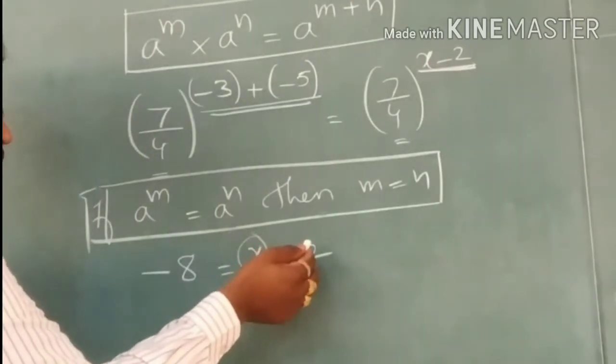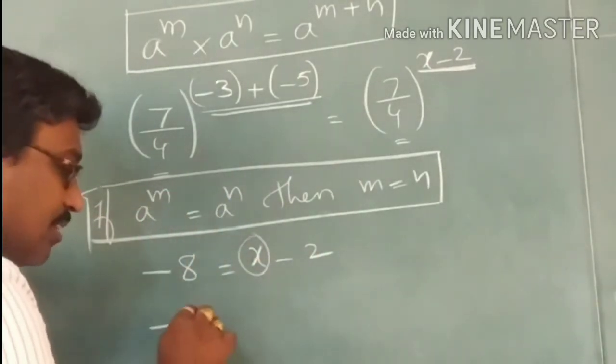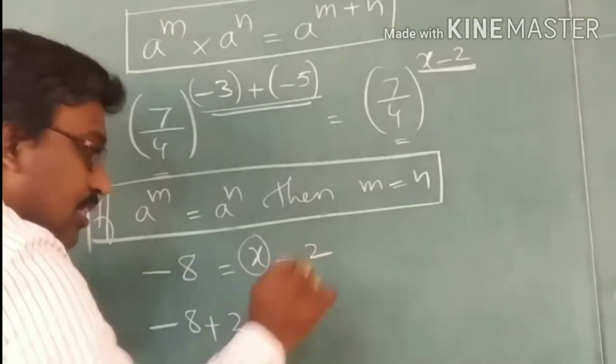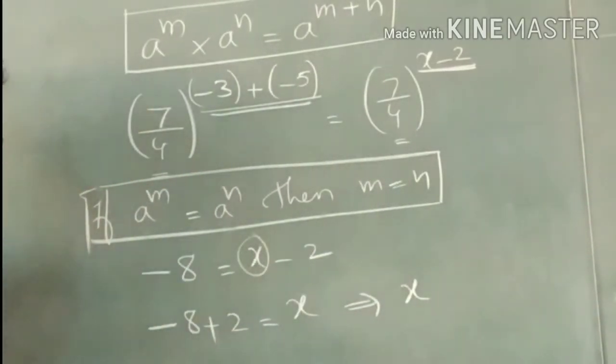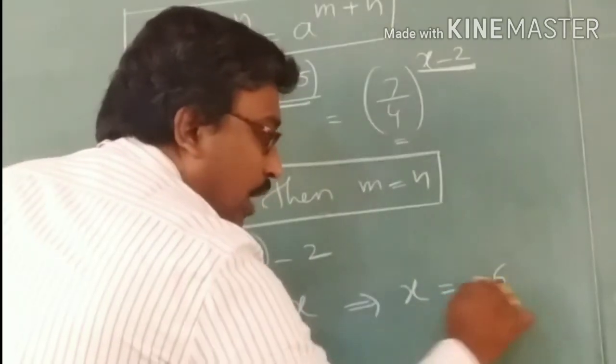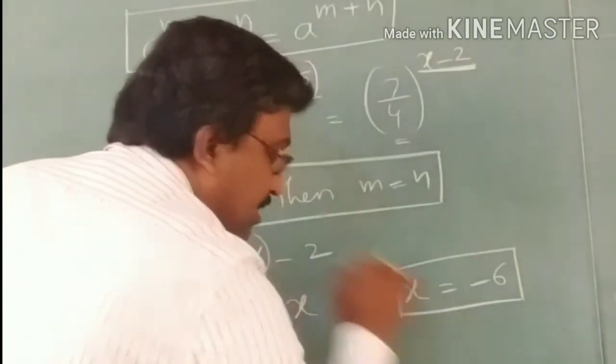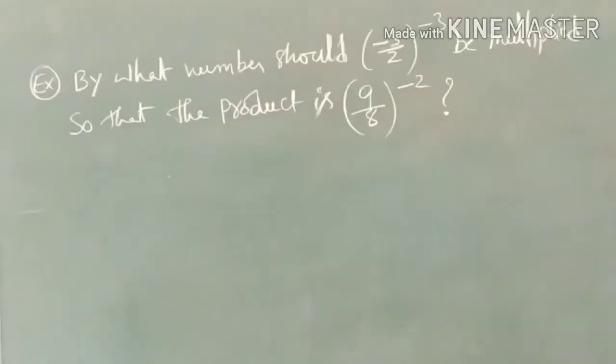Minus 2 is transferred to this side. Then it is plus 2. So that is nothing but the x value: minus 8 plus 2 is equal to, very good, minus 6. Okay. Now we will discuss this example.